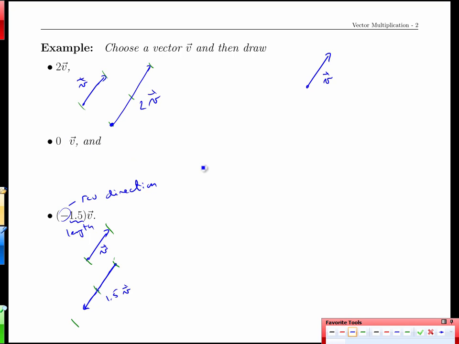Last but not least, if we have the vector v again, and we multiply it by 0, which is obviously a special scalar, we're going to get the 0 vector. And that's that special vector that has no direction specified, and it doesn't need a direction because its length is 0. So it's that one vector out of all the vectors where the direction is not really defined.